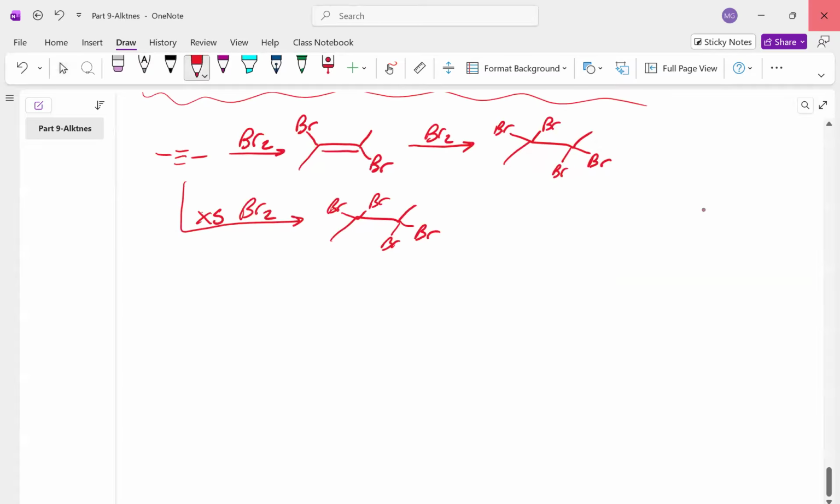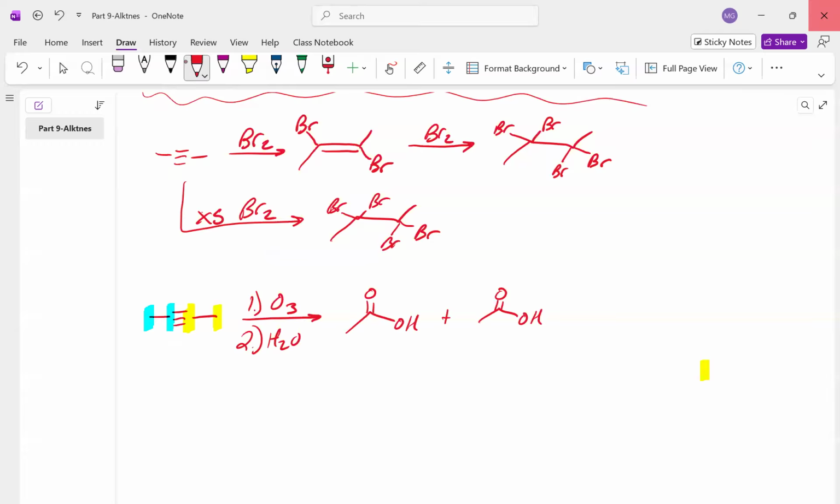Now, one other similar reaction that we'll look at is ozonolysis. If we're starting with an alkyne, we're going to end up with carboxylic acids. So I'm going to highlight those 2 carbons and those 2 carbons for illustration. We'll end up with 2 carboxylic acids. And yes, these are the same exact product, but I just want to show you where all the carbons are going.